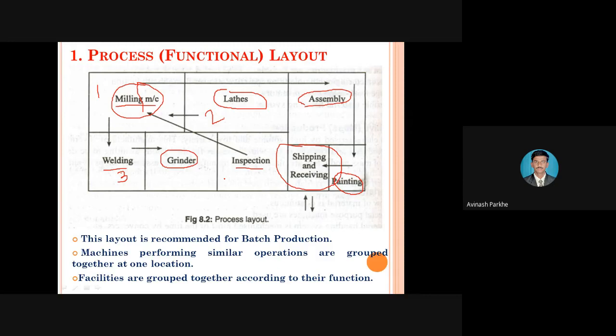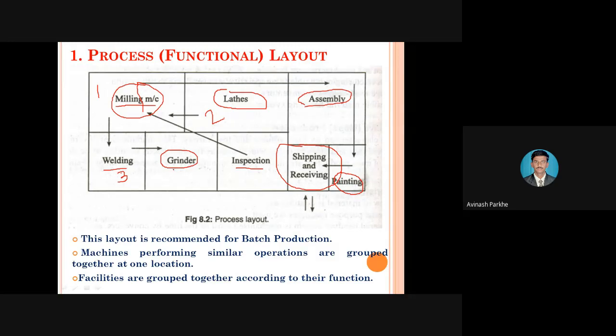Once 100 products are available, we can take those 100 products to the milling compartment. On those 100 products, we perform all the milling operations. Then we take all the 100 products to the lathe machine compartment. We perform all the important operations using the lathe machines. Then we take all the 100 products to welding. We perform all the welding operations on those 100 products.